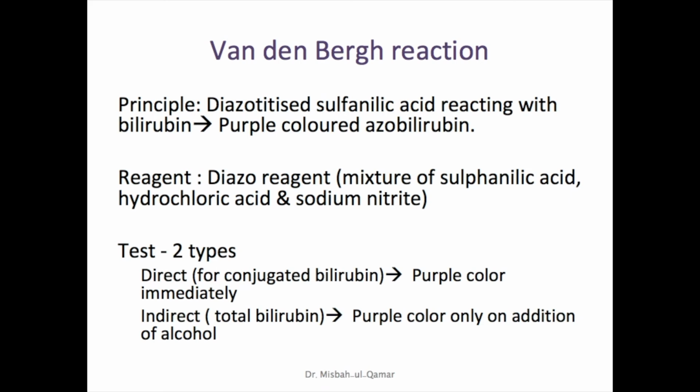The Van den Bergh reaction could be of two types, the direct or indirect. The direct one measures the conjugated bilirubin, and in this case the result is the purple color which immediately appears. While in case of the indirect Van den Bergh reaction, that measures total bilirubin, and here it gives purple color only on the addition of alcohol.